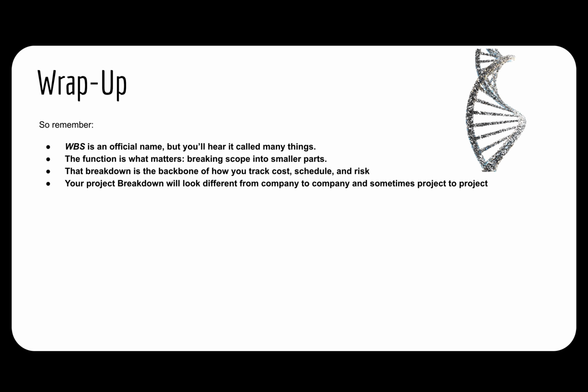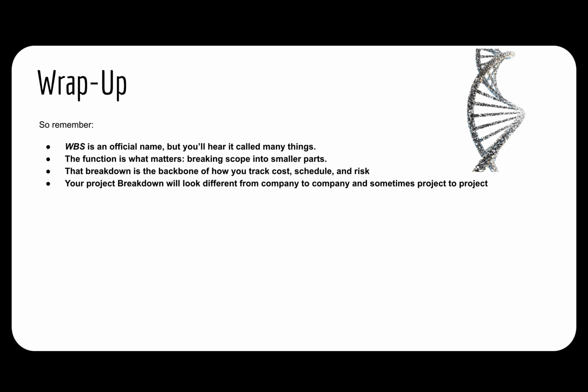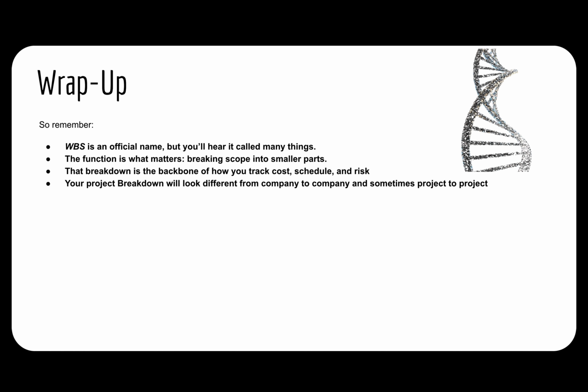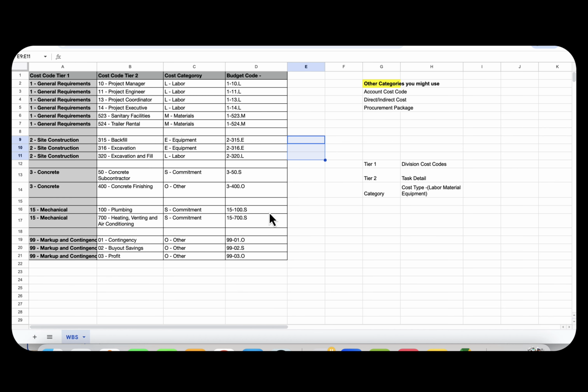To wrap up, WBS is an official name, but you'll hear it called many things. The breakdown, your line items, the budget code. Whatever your company or you call it, the functionality is what really matters. It is breaking your scope into smaller parts. That breakdown is the backbone of how you track your cost, your schedule, as well as your risk. Your project breakdown will look different from company to company and sometimes project to project. For this class, we will be using this WBS structure. Next step is moving this to an estimate, your bid, and your budget.